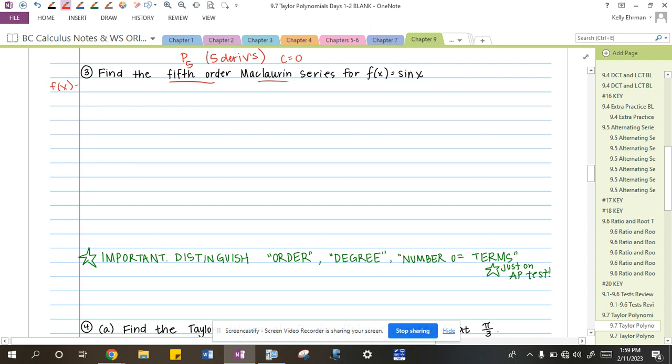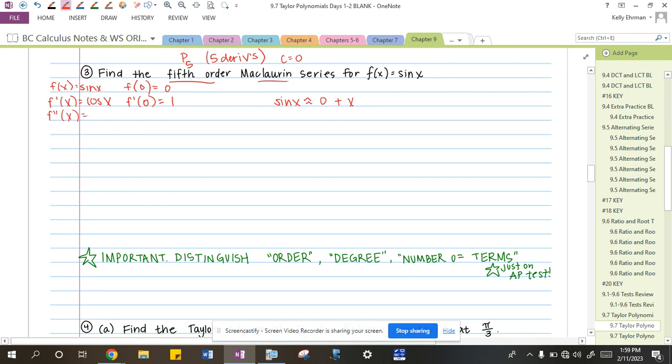Write down f of x. Evaluate f at the center, which is 0, point of tangency. Sine of 0 is 0. So right now we have this. Sine of x is approximately equal to 0. F prime of x, derivative of sine is cosine. Cosine of 0 is 1. So now we have plus. It's normally x minus c. It's just going to be x because x minus 0 is x. You don't have to write over 1 factorial, but you can.